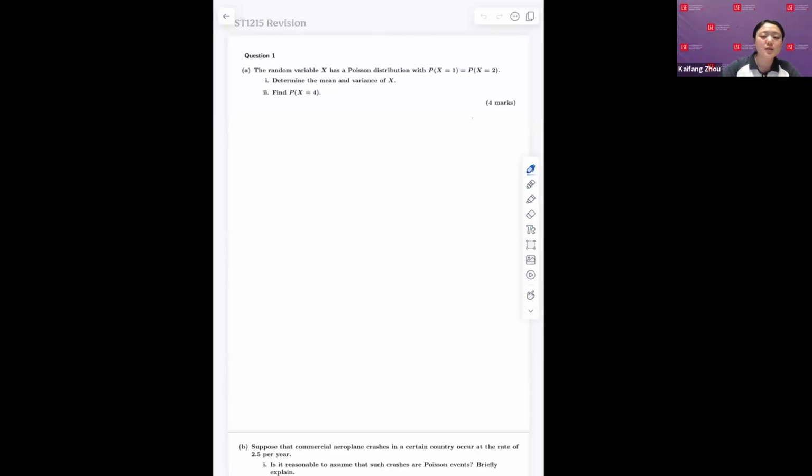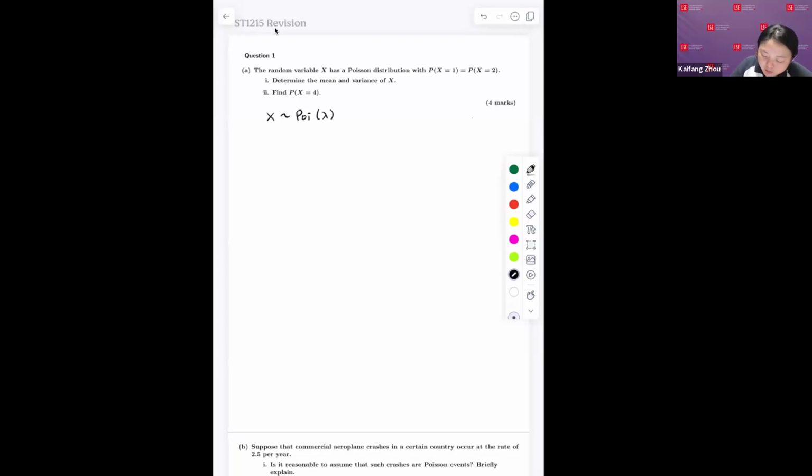So let's look at question 1. This is a 4-mark question, so you should be able to do it quickly, within a couple of minutes. We have a random variable x that has a Poisson distribution, with the probability of x equal to 1 equal to the probability of x equal to 2, and we need to determine the mean and the variance of x. What do we know? We know that x follows the Poisson distribution, let's say with parameter lambda.